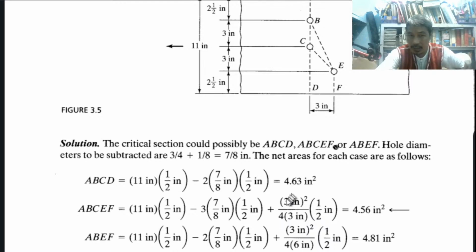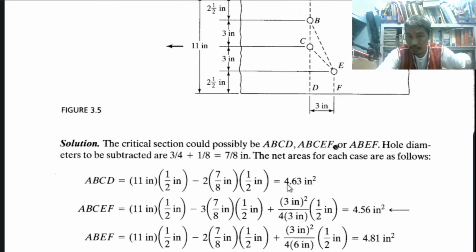This is the critical path here. From this point to this point, that is CE. That is only for CE. We will only compute S squared over 4G on those diagonal lines. Multiply by the what? The thickness. Therefore, if you compute all of this, you will result to 4.56 square inches.